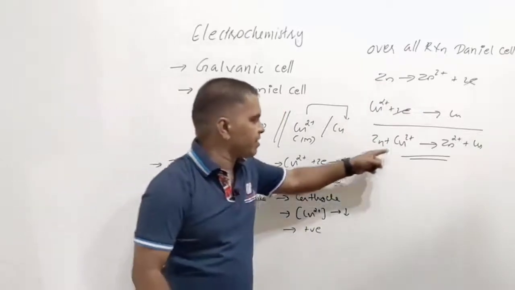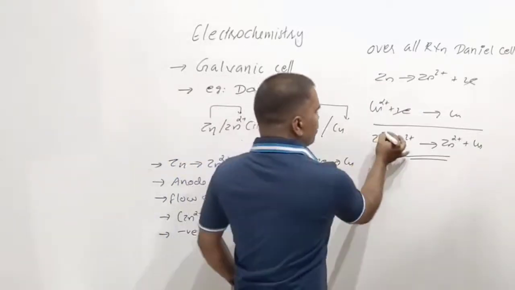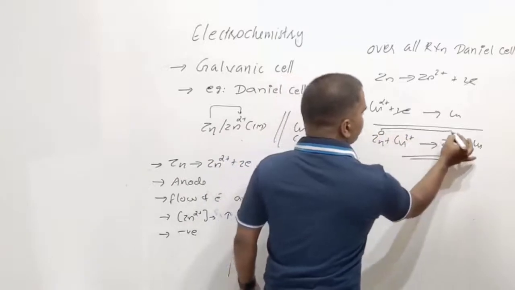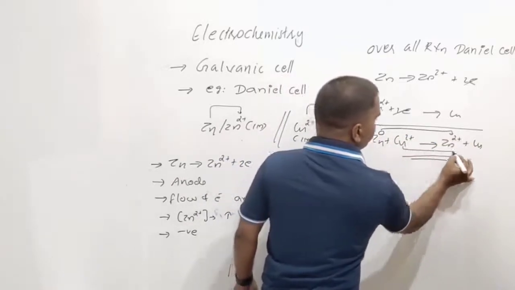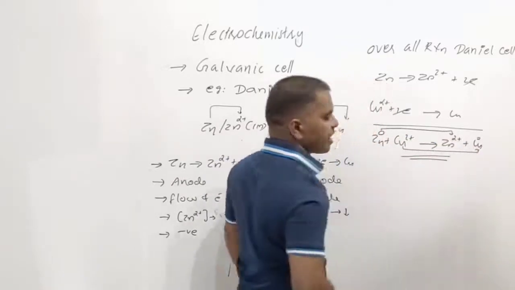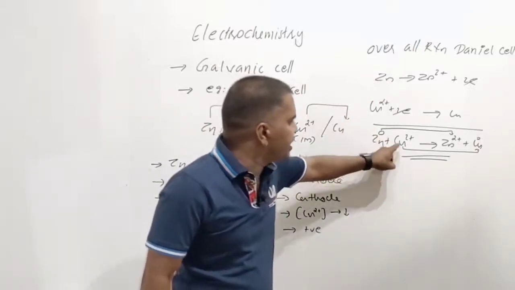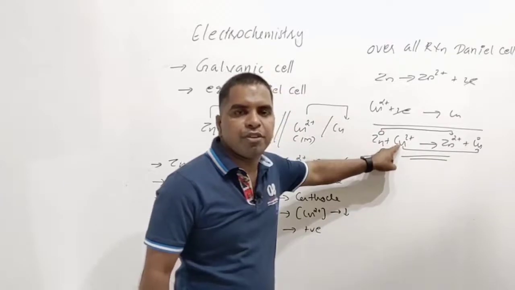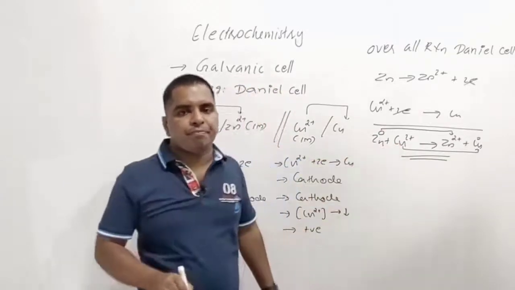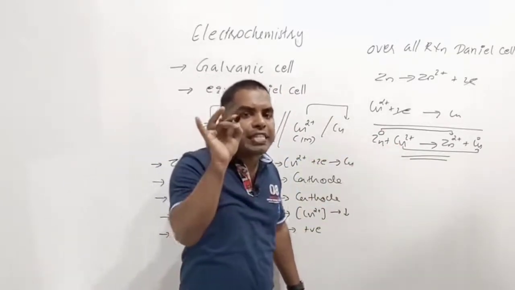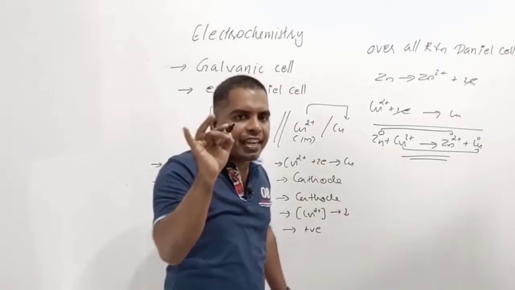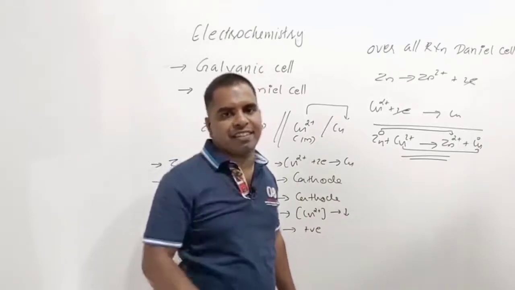It's a redox reaction. Here zinc is oxidized, its oxidation number changes from 0 to +2, and Cu2+ becomes copper. There is an increase of oxidation number here and a decrease of oxidation number here, so it's a redox reaction. As a result of this redox reaction, electrical energy is produced in the Daniel cell.